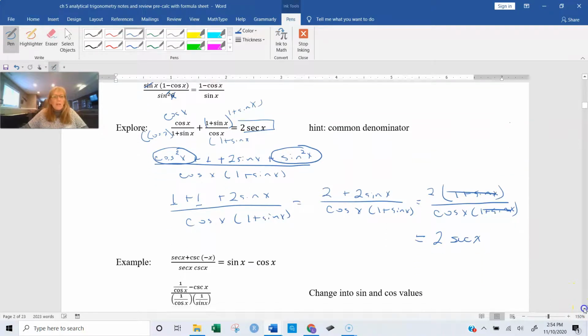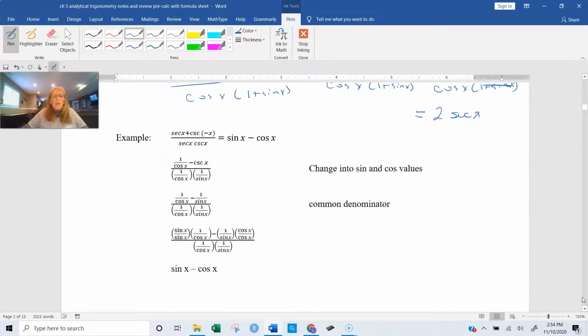Okay, let's try the next one. Oh, that one looks really hard, doesn't it? All right, let's not freak out though. Remember, this is where we want to get. So sine and cosine. Everything's got to be in sine and cosine. So let's flip some of these things around. I know that secant is 1 over cosine.